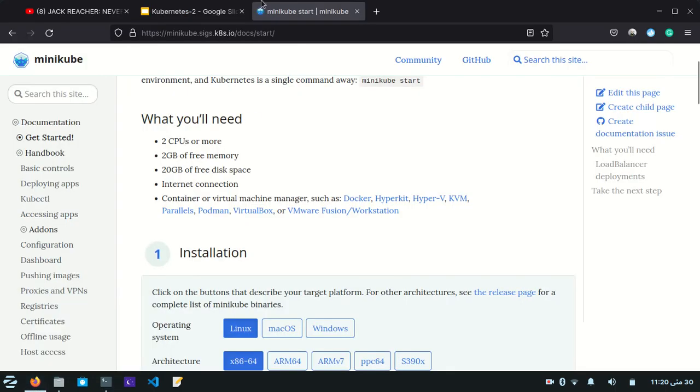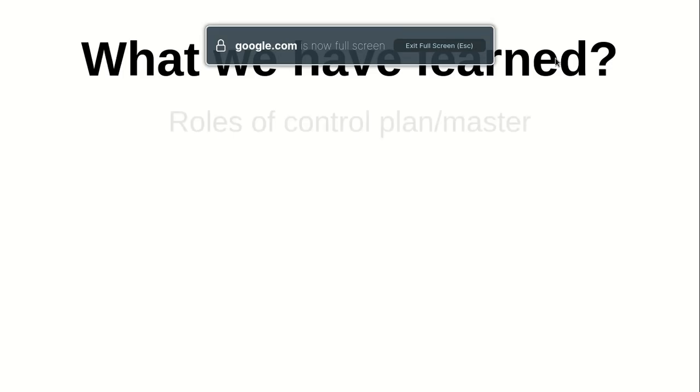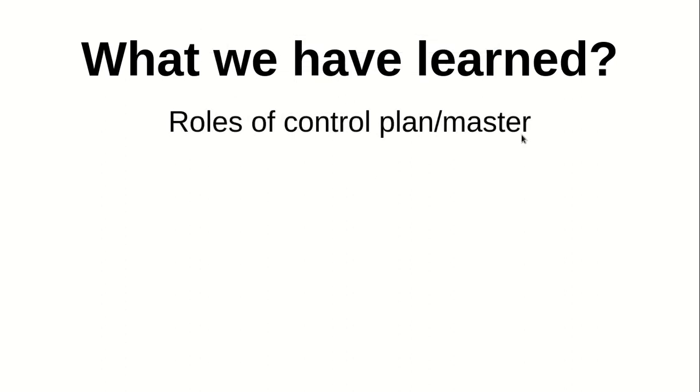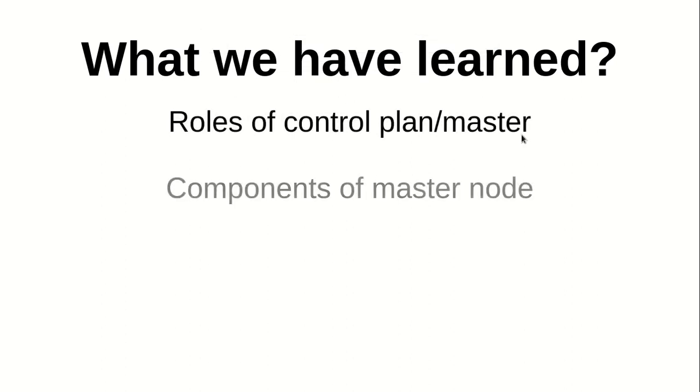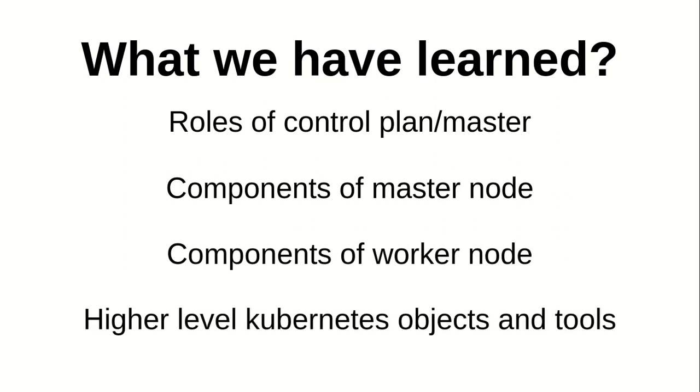So now let's move to the slide again. And what we have learned: the first thing is the roles of the control plane or the master, components of the master, components of the worker node, and higher level Kubernetes objects or tools.